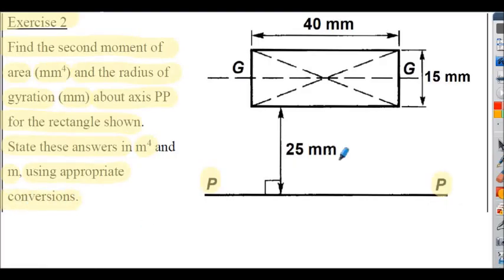So this will require the use of the parallel axis theorem. We'll need to calculate the second area moment about the GG axis. We'll need to calculate the centroid of the rectangle from datum PP, and then, using the parallel axis theorem, we'll be able to calculate the second area moment about PP.